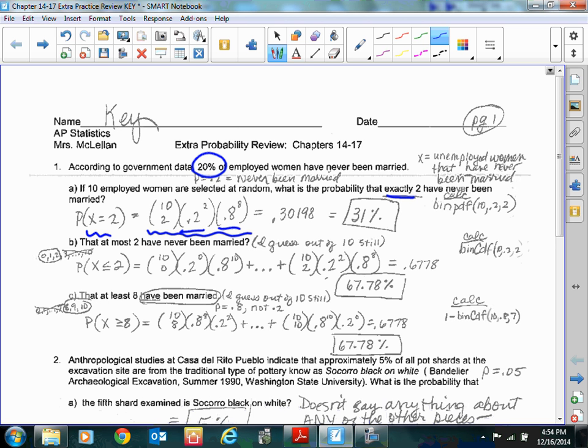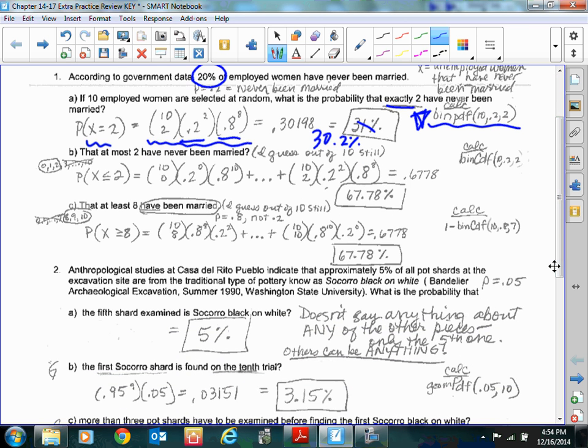When you put that into your calculator this way, over here I say how to put that into your calculator, it comes out to about 31%. Well, looks like 30.2% actually.